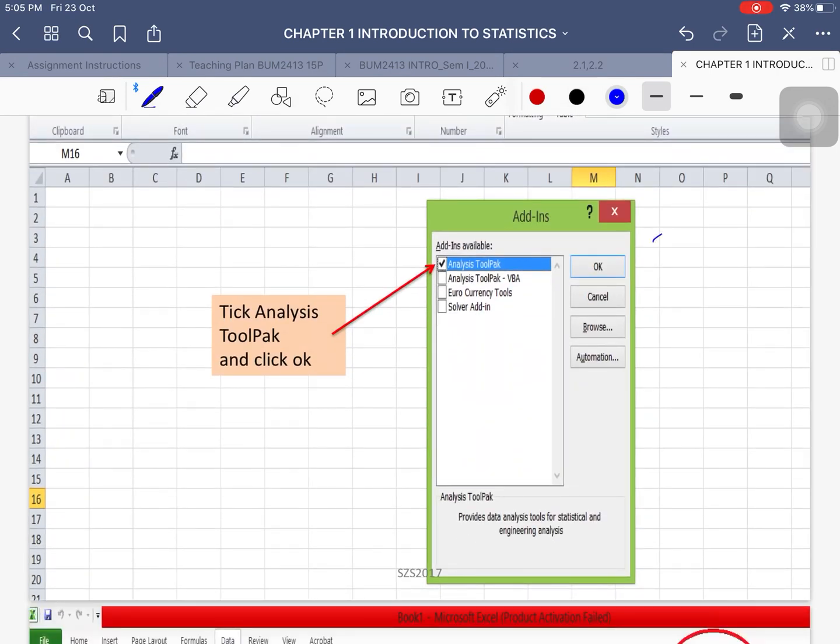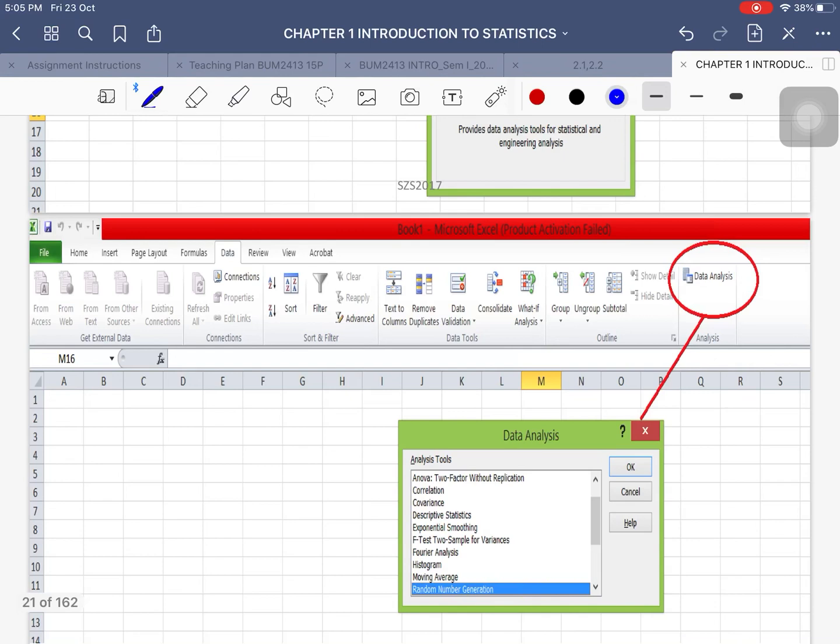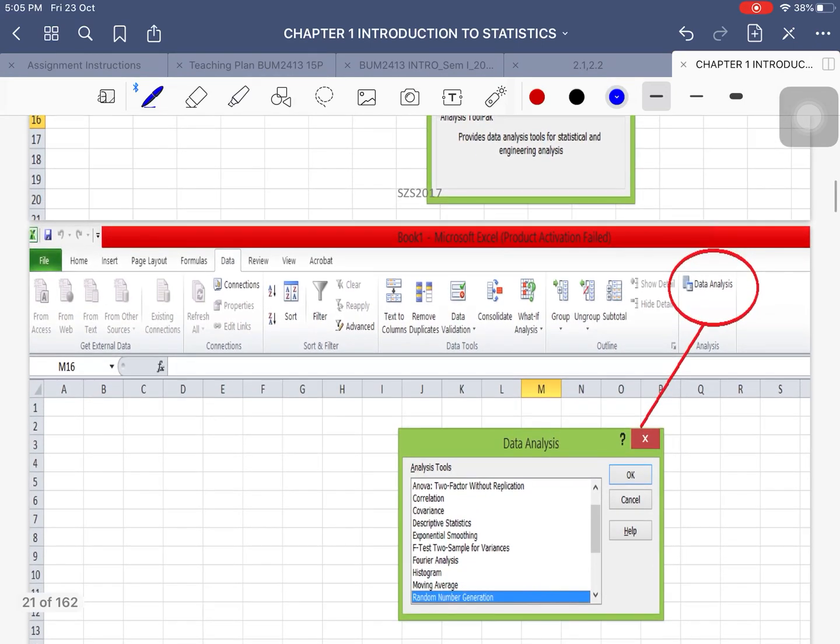No, not yet. After you click Go, something like this will pop up on the screen. You pick the first one, which is Analysis ToolPak, and click OK, and then you will come out and have your Excel with nothing on it. Then you click Data, and this will pop up, and you choose whatever you want, whether you're going to do ANOVA, correlation, covariance, descriptive statistics, and so on.